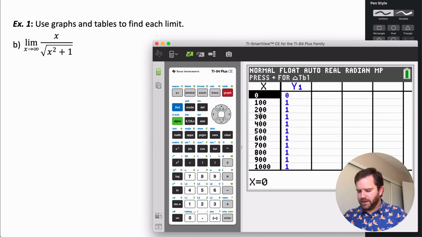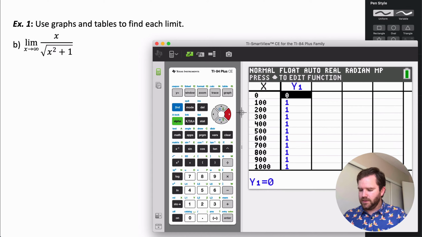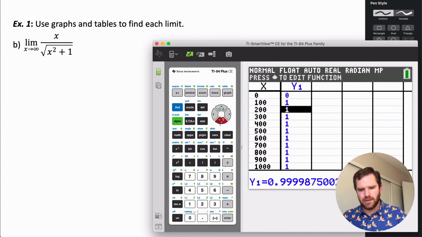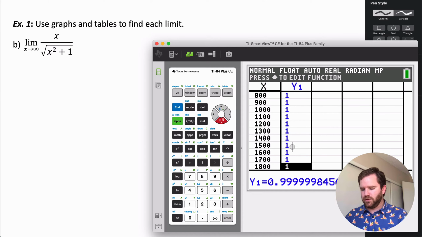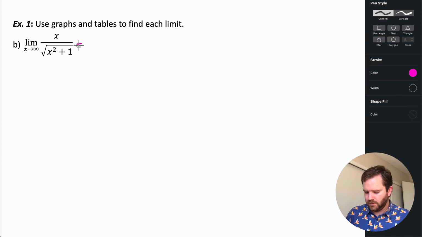So as my values are getting larger and larger and larger, it's essentially telling us that it's 1. But if you go over to the y values here, you can see that it's not actually 1, right? It's numbers that are getting closer and closer and closer to 1, but it's not actually 1. And so our limit, as we're going off to infinity, our number is approaching this horizontal asymptote of 1.